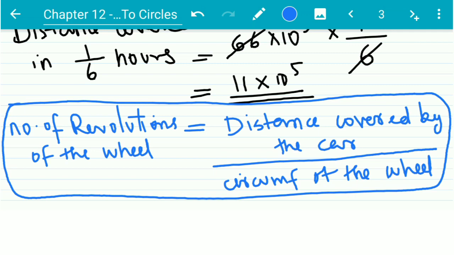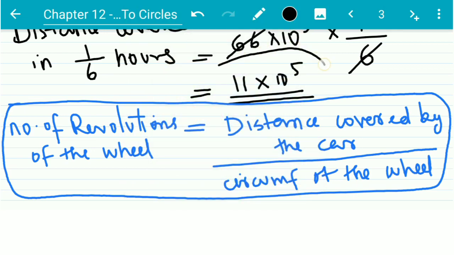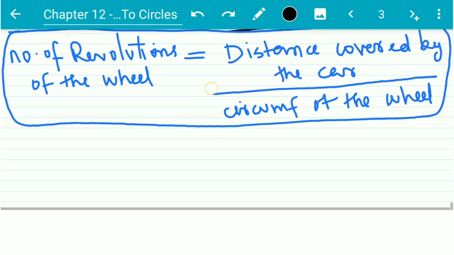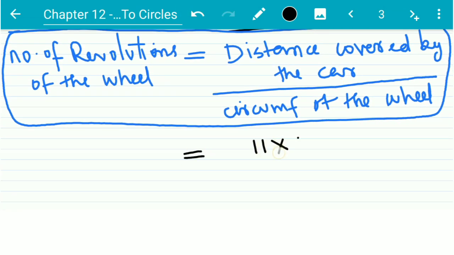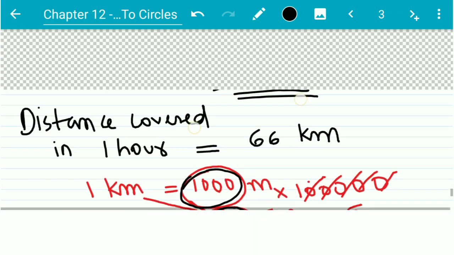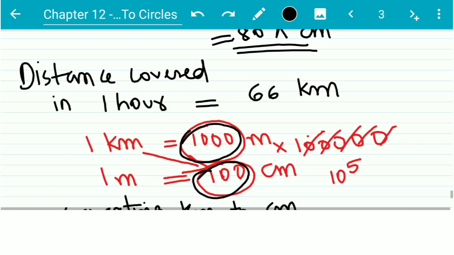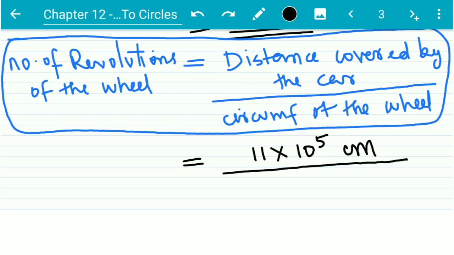Now we'll substitute the values. See, distance covered by the car. What is the distance covered by the car? See, we have found it here. Distance covered by the car in 1 by 6 hours. 11 into 10 raised to 5. So, right? Which is equal to 11 into 10 raised to 5 centimeter divided by circumference of the wheel. What is the circumference of the wheel we found? Go up and see what is the circumference. See, circumference 80 pi centimeter. So, right? Divided by 80 pi centimeter.